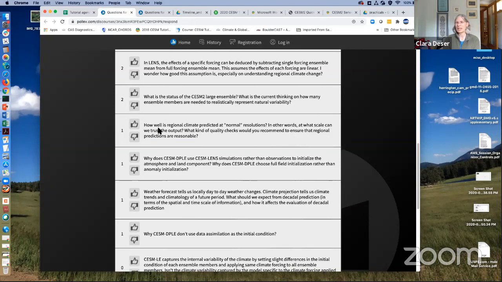I've had it on my to-do list to do a run where we just prescribe the anthropogenic aerosols and greenhouse gases, and then we can use the existing single forcing runs to really test that.